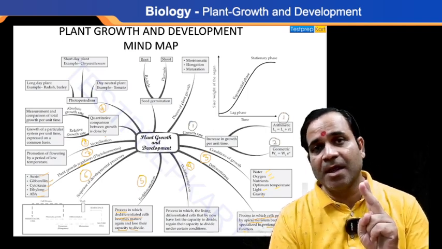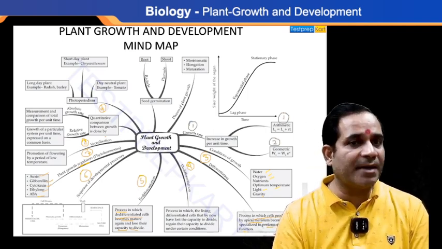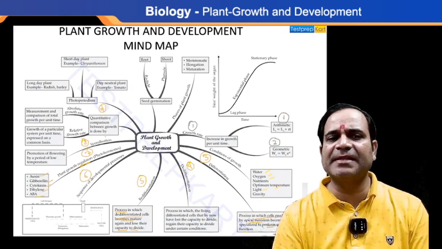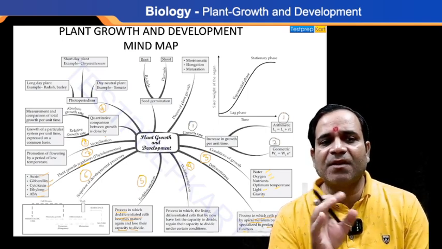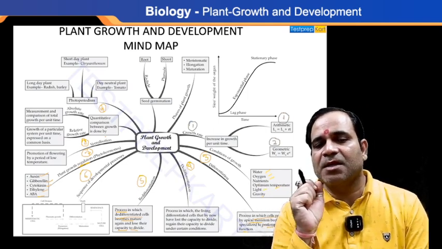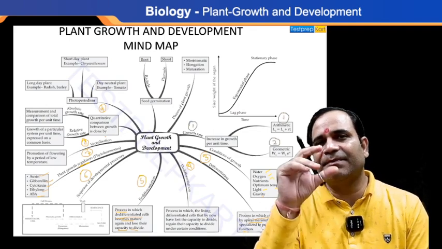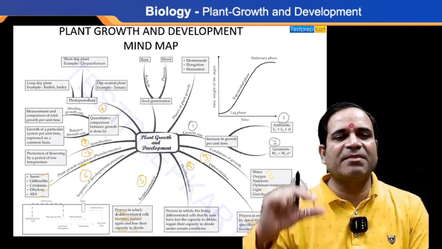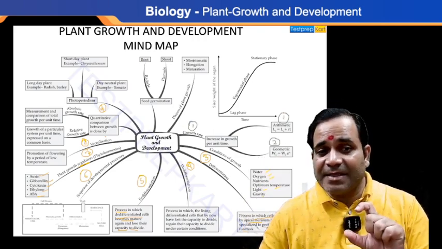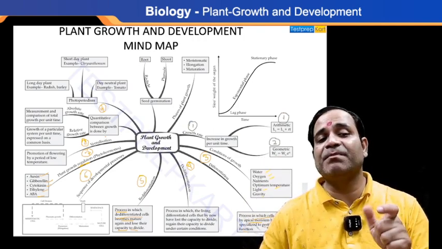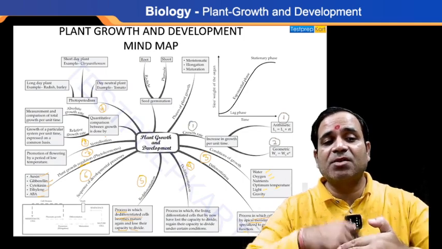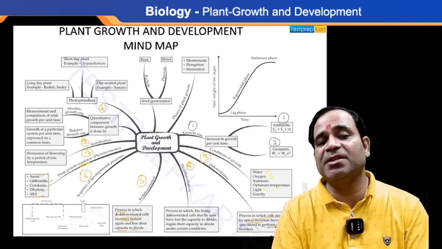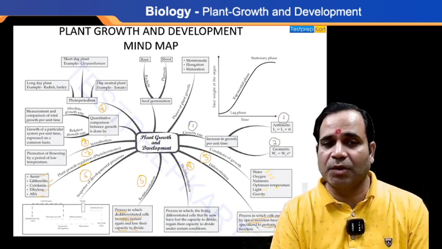So what do we mean by absolute growth rate? Absolute growth rate means measurement and comparison of total growth per unit time. Suppose I'm saying the growth of the plant in total in some unit time, then it is known as absolute growth. But if I'm saying the growth of a particular system per unit time expressed on a common basis, then it is known as relative growth rate, my dear.